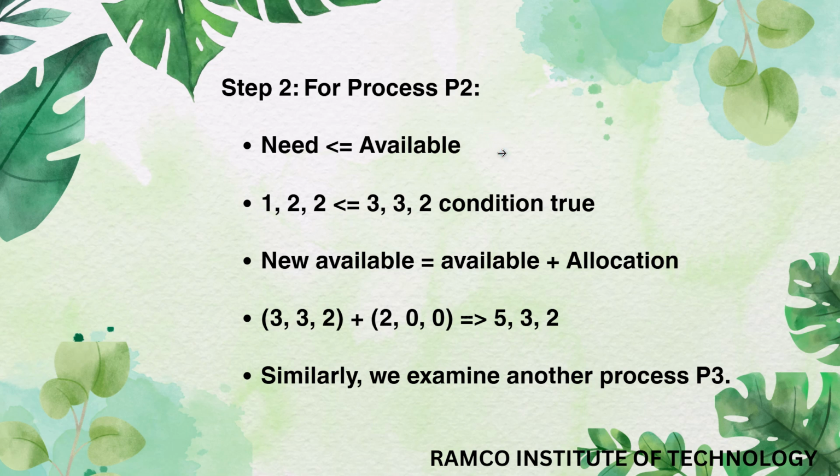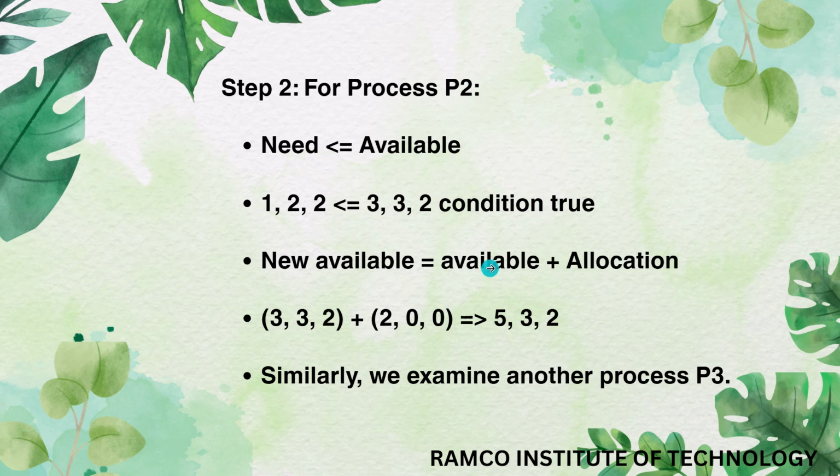If the condition is true, it means the particular process can enter into the safe sequence. And the other thing we need to do: if the particular process entered into the safe sequence, we need to update the available values. There is a formula for updating the available resources. The formula is current available plus allocation of this particular process, allocation of P2.